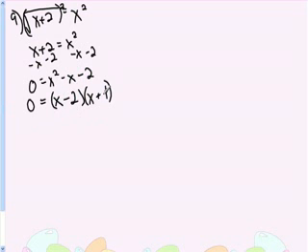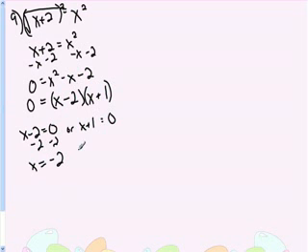So again, that means either this thing is 0 or this thing is 0. So x minus 2 equals 0, or x plus 1 equals 0. Subtract 2. X is negative 2. Subtract 1. X equals negative 1. Then I need to make sure that they work. So go back to my original equation. Put in the negative 2.